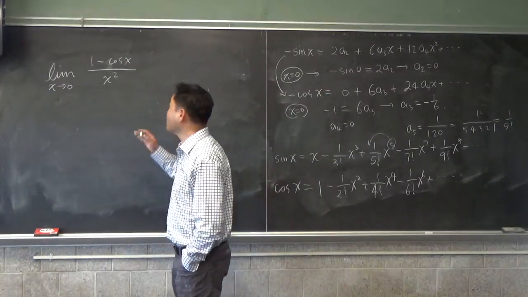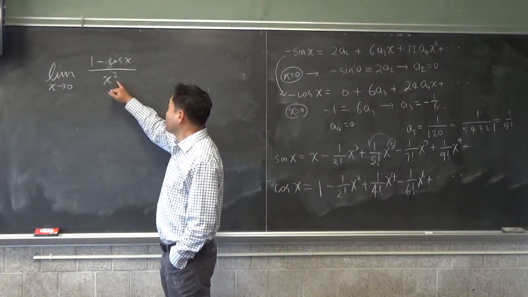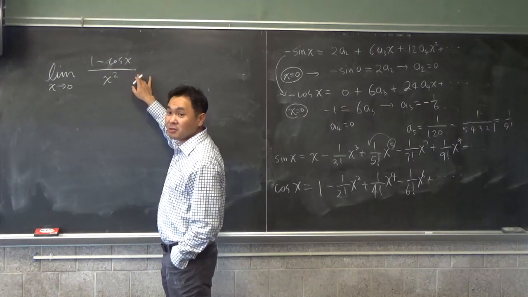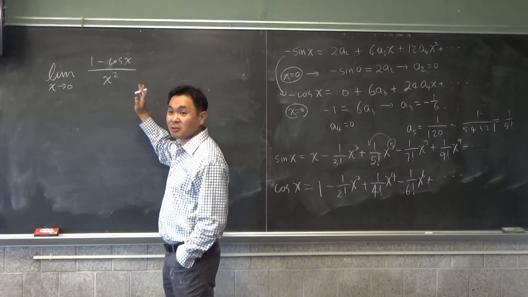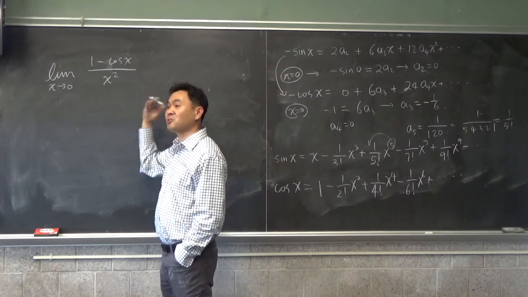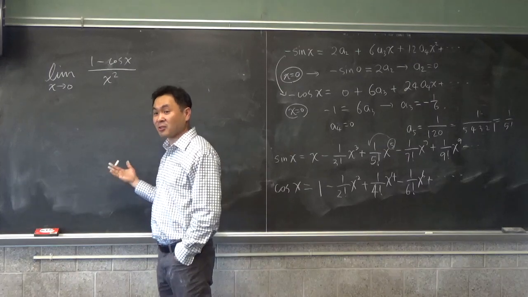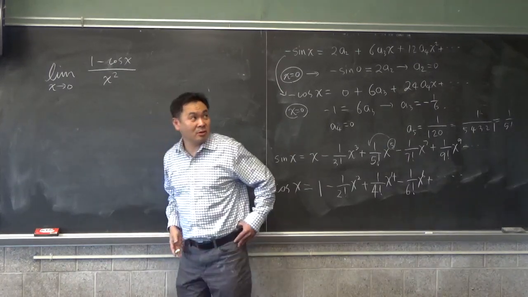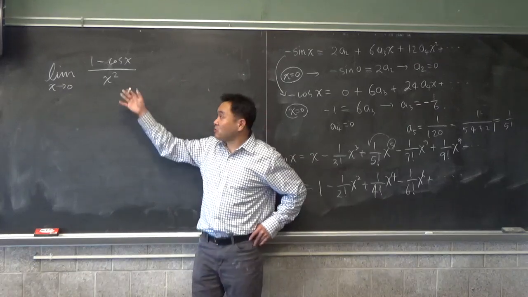L'Hopital's, right? You use the fact that if you plug in 0, it's 0 over 0 type. So you differentiate top and bottom. But then it's still a 0 over 0 type, so you differentiate it again. And then you get some number. You have to use L'Hopital's twice. But that was like 2 weeks ago.